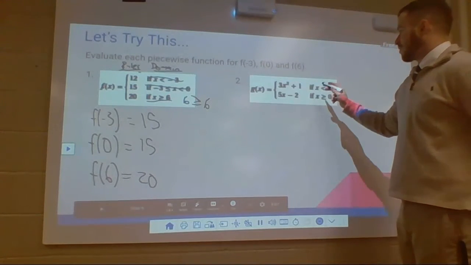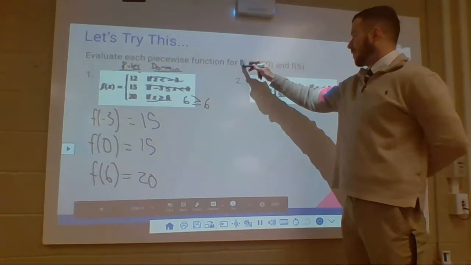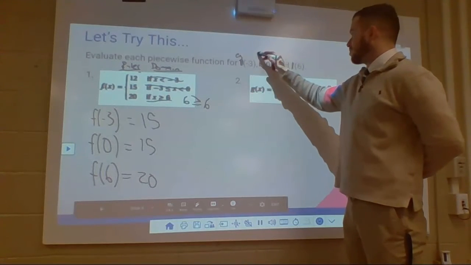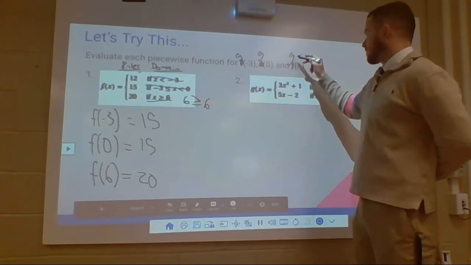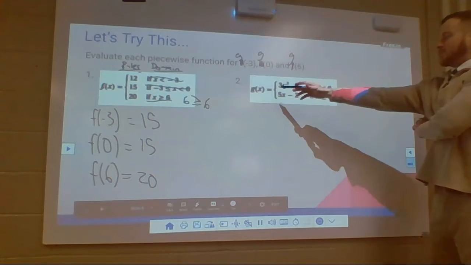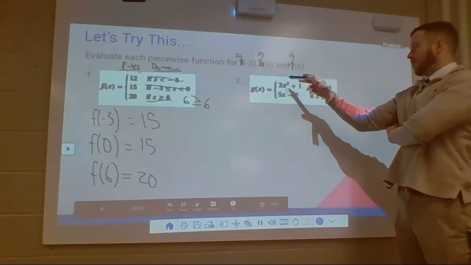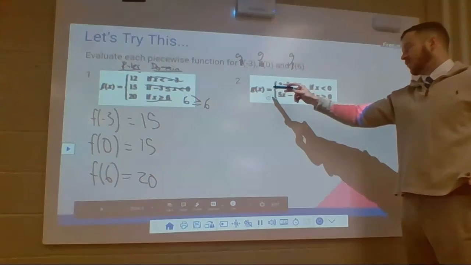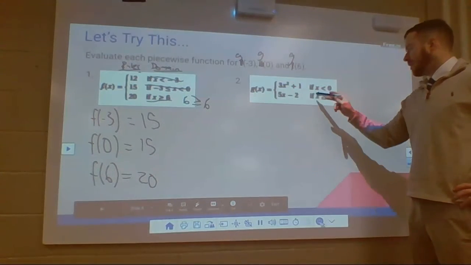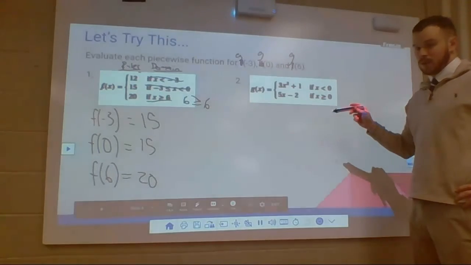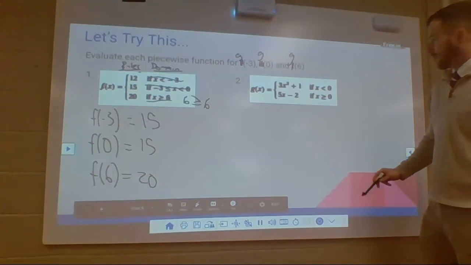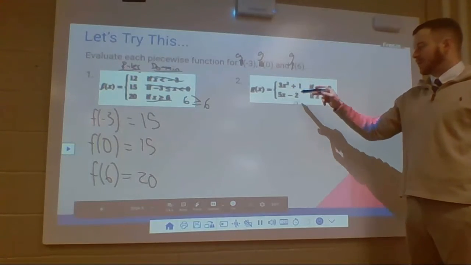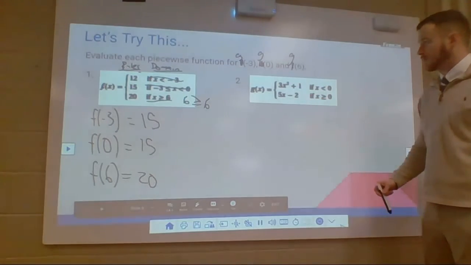So we've got g of x over here. Now, we're not talking about f of x. We're talking about g of x. So all these need to change to g of -3, g of 0, g of 6. Okay. So we've got g of x equals 3x squared plus 1 if x is less than 0. We've got g of x equals 5x minus 2 if x is greater than or equal to 0. So we've got a quadratic piece if x is less than 0. We've got a linear piece if x is greater than or equal to 0.